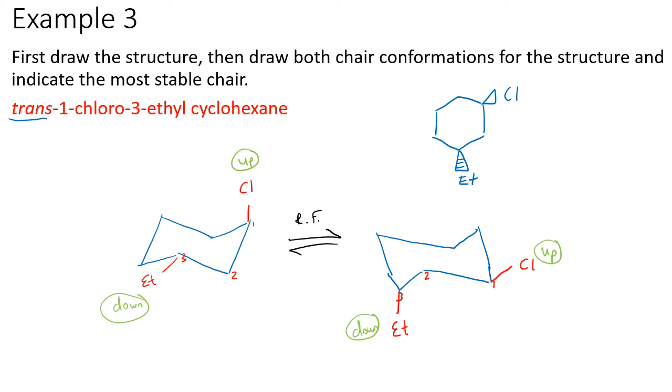So ethyl, you have to remember, is going to have a carbon with 2 hydrogens coming off and another carbon with 3 hydrogens coming off at the end. So this is quite larger and bulkier than just a chloro atom. So we're going to want to put our ethyl in the equatorial position. Therefore, the structure on the left is going to be our most stable cyclohexane ring.